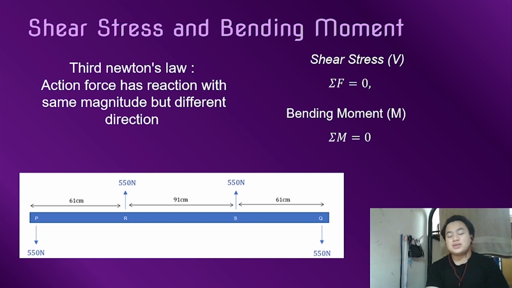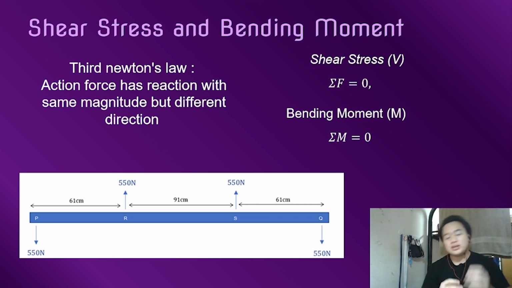In our case, which is the barbell, it is a downward reaction and an upward reaction. The third Newton's law also states that all parameters will be in an equilibrium state. The body will be in an equilibrium state. So, if we calculate the shear stress and the bending moment, the summation will be 0, which is the summation F becomes 0, summation M becomes 0.